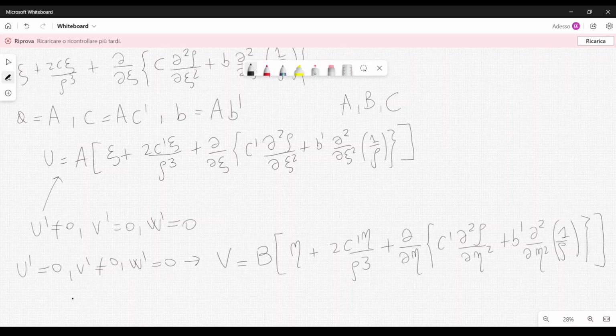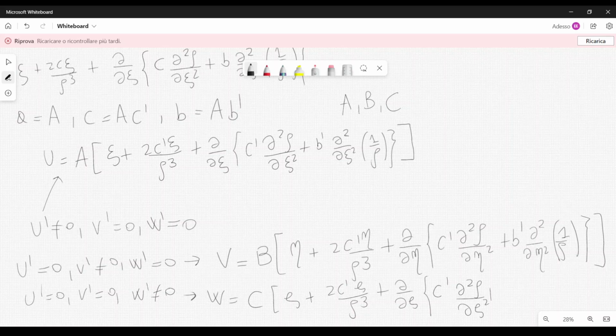And similarly, if we consider the case u prime equal to 0, v prime equal to 0, w prime not equal to 0, we get for w the following equation: c times zeta plus 2c prime zeta over rho cubed plus d over d zeta of c prime d squared rho over d zeta squared plus b prime d squared d zeta squared 1 over rho, like this.